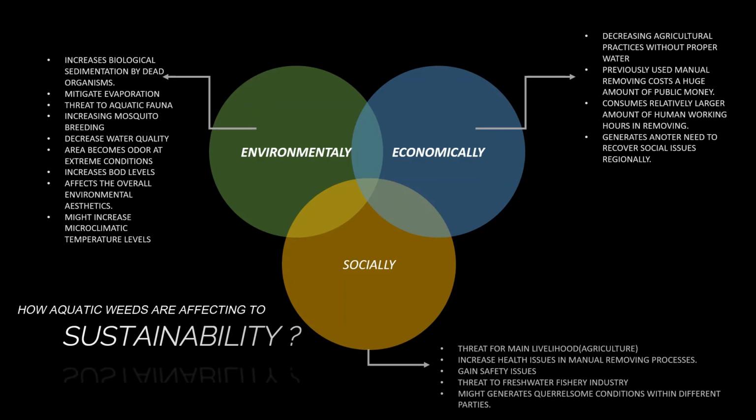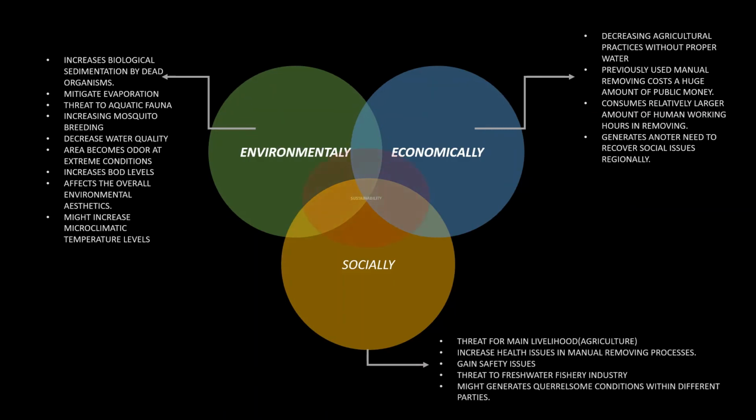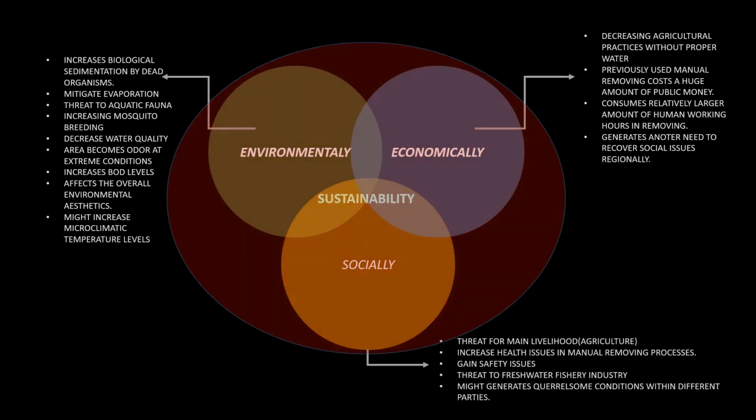For social effects: threat to all types of rural agricultural and freshwater fishery livelihoods, with reduced flows of canals and tank capacities. Health issues with increased mosquito habitats. Might generate quarrelsome conditions between different social parties. Those are the examples that show the immenseness of the effects of aquatic weeds as a threat, where the sustainability is finally put at risk.